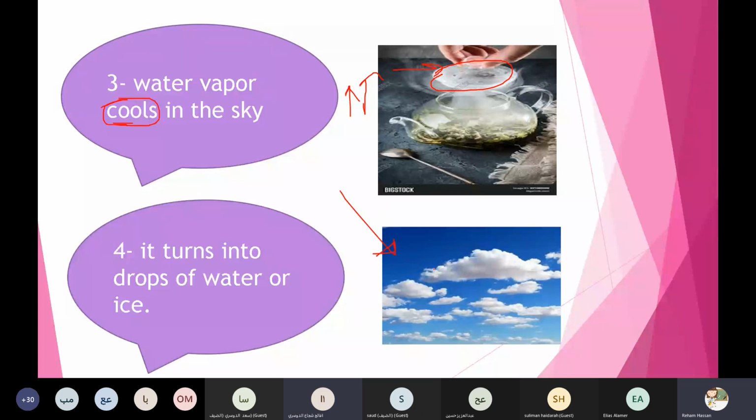Amr Haytham. Yes. So, Amr, when the water vapor rises in the sky, it cools. It cools in the sky, and now it turns into the clouds. Amazing. Thanks a lot. Yes, Asil Faiz.